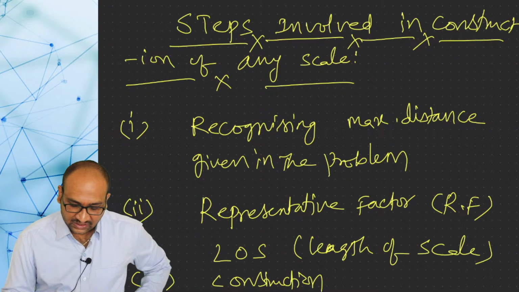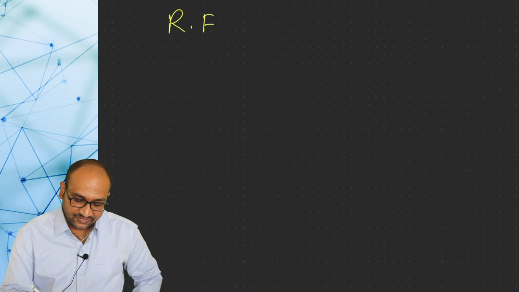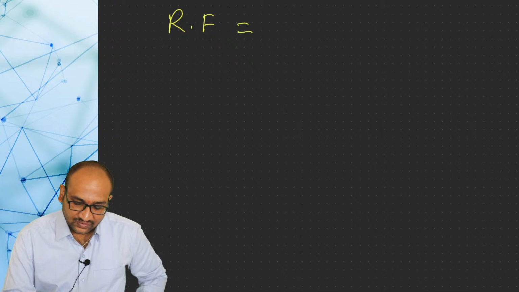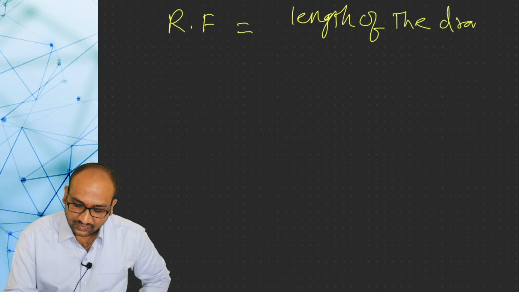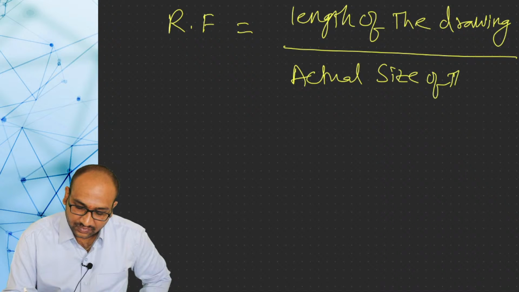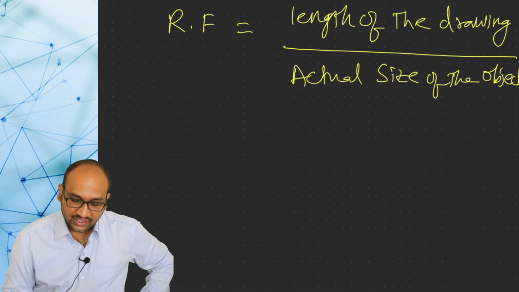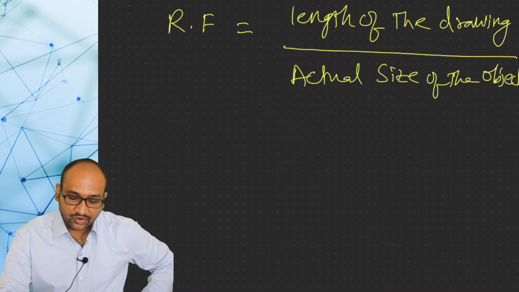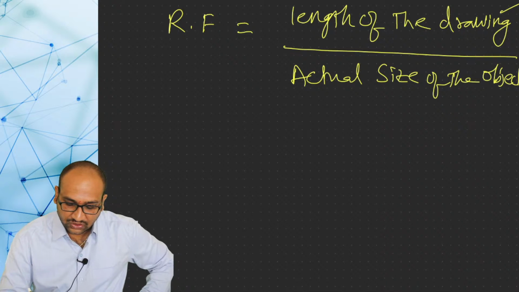Now first, what is representative factor? Representative factor is represented by the RF, and it is the ratio of length of the drawing divided by actual size of the object. Length of the drawing by actual size of the object. Length of the drawing means whatever we are drawing on the drawing sheet, that is as per dimensions, and this is ideal dimensions, actual size of the object.